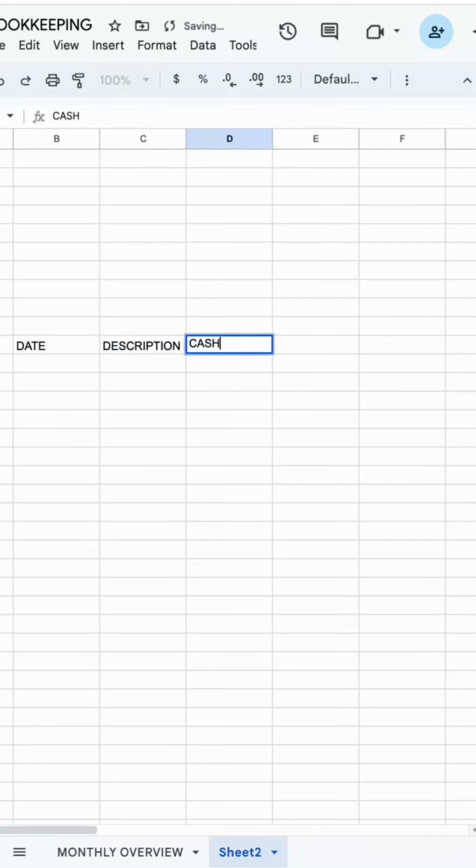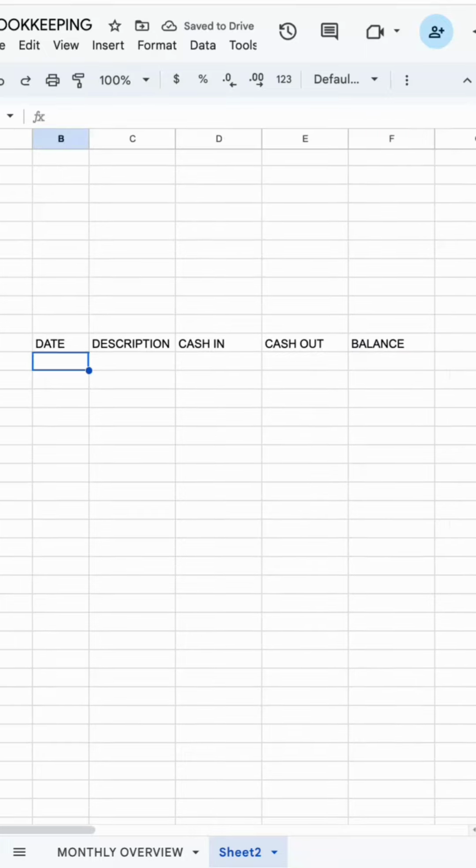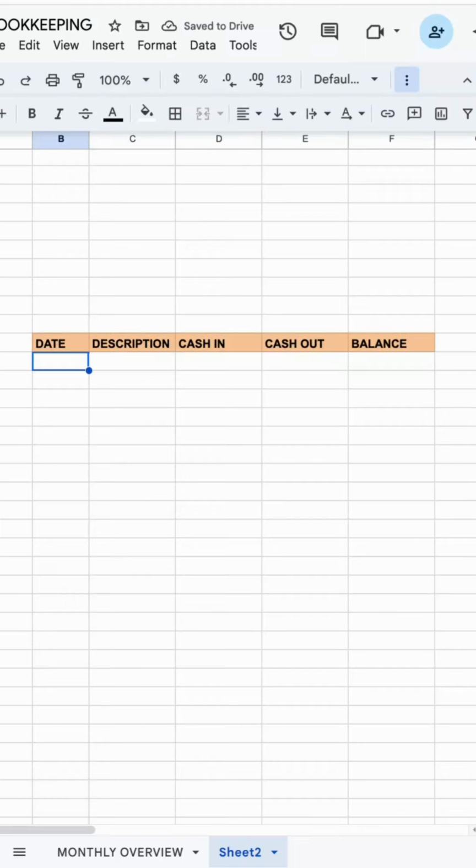Next, I'll have cash in. Next, I'll have cash out, and then my balance. So these are going to be the 5 important columns for the cash book table. So I'll just try to highlight this. So now I can just try to enter the transactions.